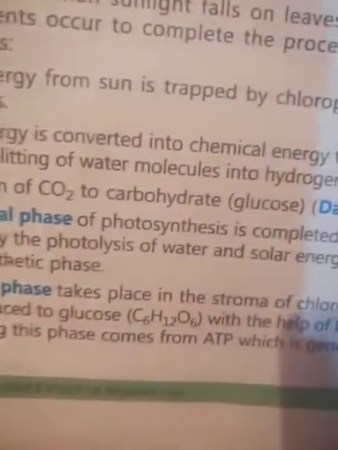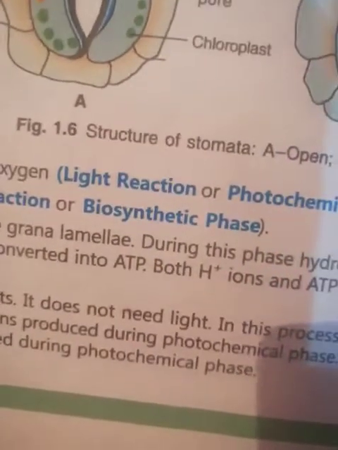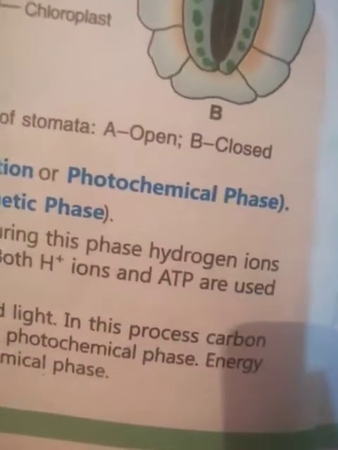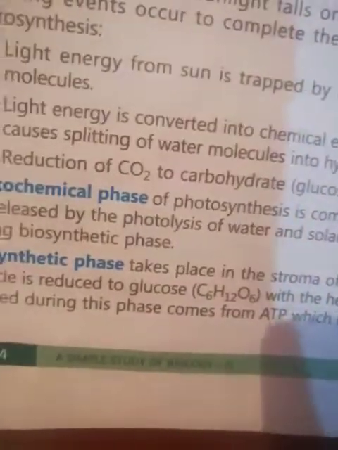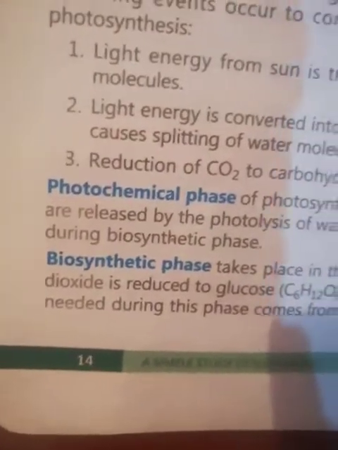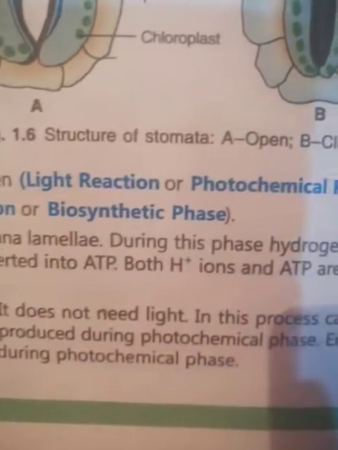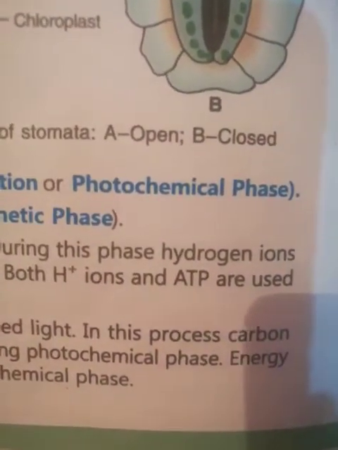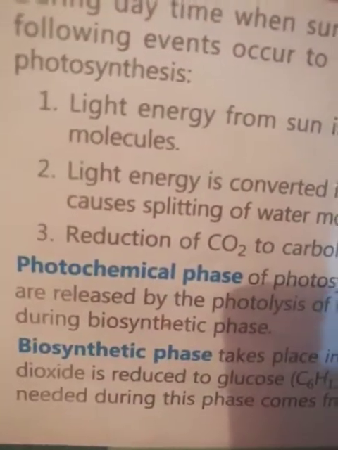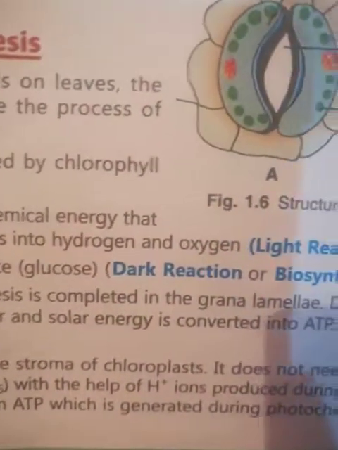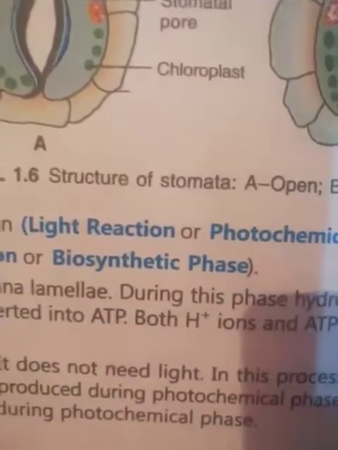Biosynthetic phase takes place in the stroma of chloroplast. It does not need light. In this process, carbon dioxide is reduced to glucose, C6H12O6, with the help of hydrogen ion produced during photochemical process. Energy needed during this phase comes from ATP, which is generated during the photochemical process.